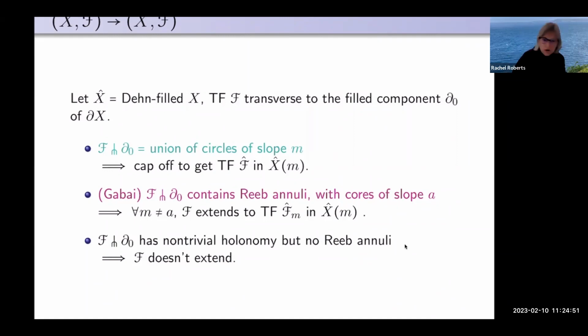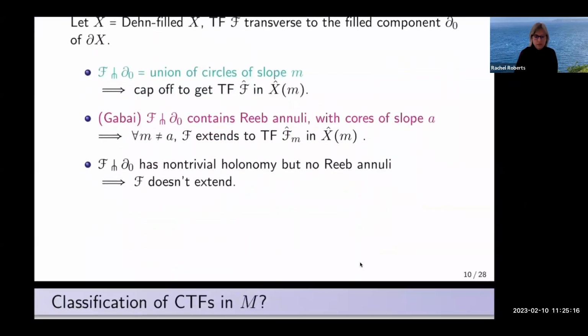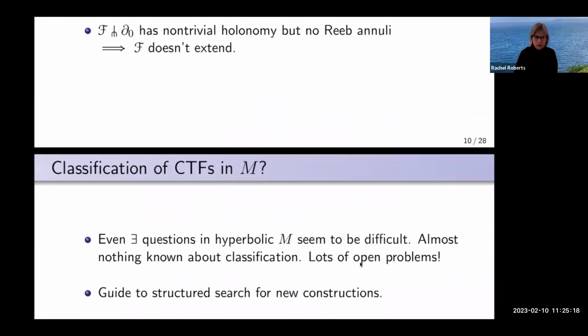And non-trivial holonomy means that we don't just have circles. We're in the case where we're wanting to think about a Dehn filling, and we can only do this if we have Reeb annuli or just circles.